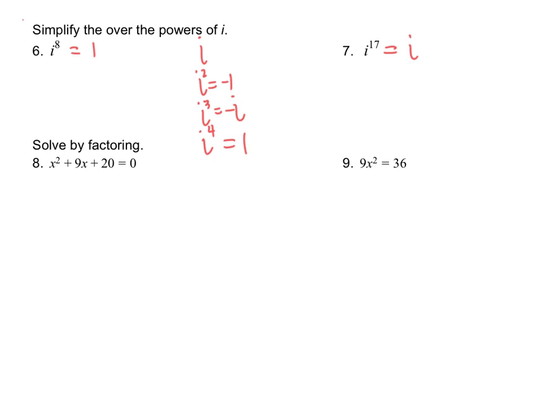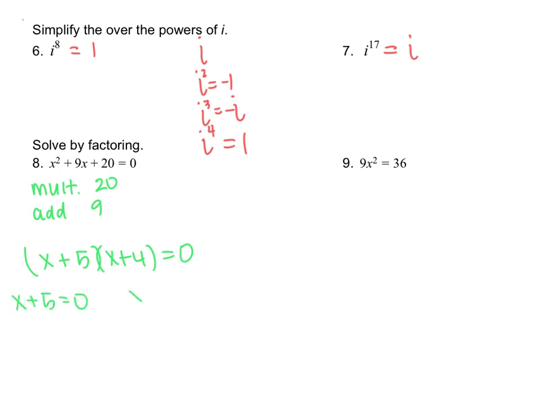Next, we're going to solve quadratics by factoring. In order to solve a quadratic by factoring, it has to be equal to 0. So our first example, we have x squared plus 9x plus 20 equals 0. So we are equal to 0. Our leading coefficient is 1. So we're going to look for the numbers that multiply to 20 and add to 9, which is going to be 5 and 4. So it's going to factor as x plus 5, x plus 4 equals 0. And then we go ahead and set each factor equal to 0 to solve for x.